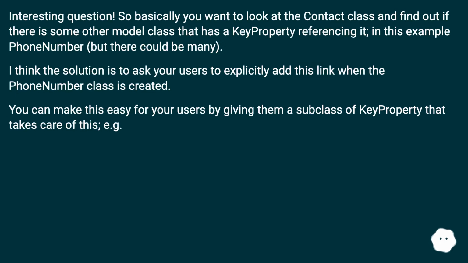Interesting question. So basically you want to look at the Contact class and find out if there is some other model class that has a KeyProperty referencing it, in this example PhoneNumber, but there could be many. I think the solution is to ask your users to explicitly add this link when the PhoneNumber class is created. You can make this easy for your users by giving them a subclass of KeyProperty that takes care of this, e.g.